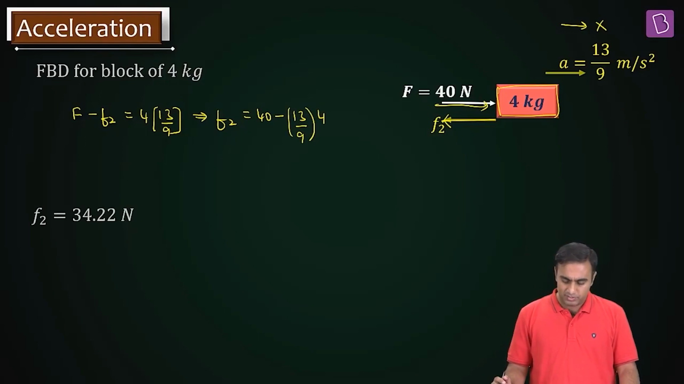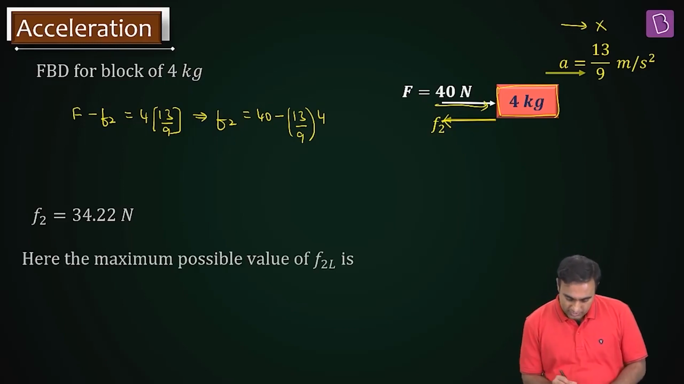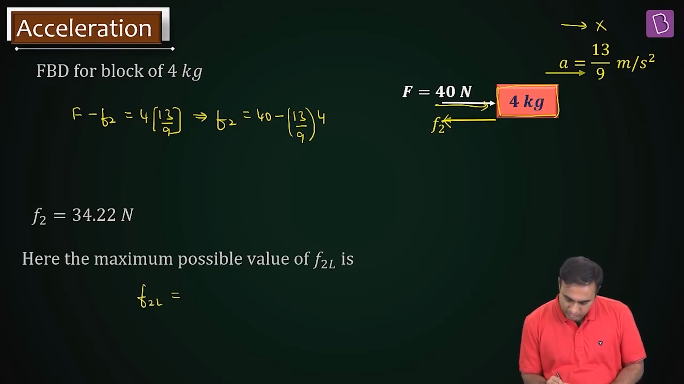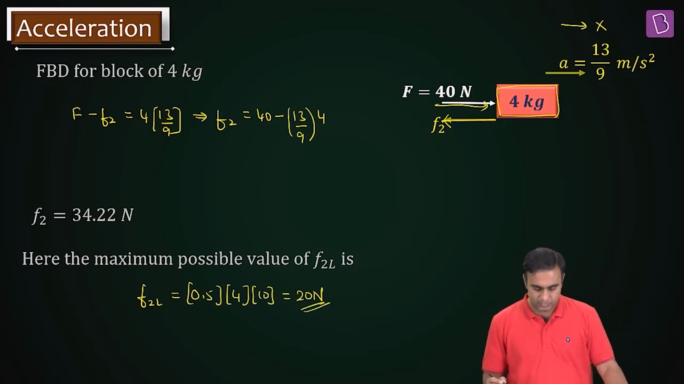Now, let's find the maximum static frictional force possible between the 4 kg block lower surface and the 5 kg block upper surface. What is it equal to? Well, it is F2 limiting, which is equal to mu. What is mu there? 0.5. That into the mass into acceleration due to gravity, which will give us 20 Newton.